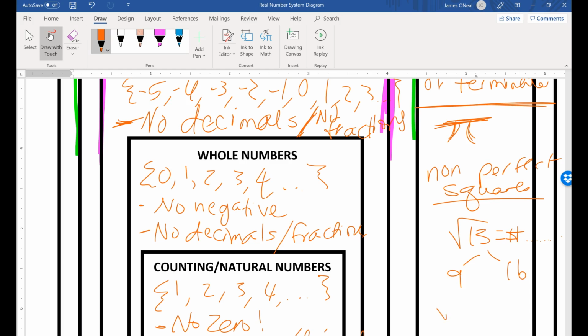Another non-perfect square is 85. What's the closest one to it? Well, if I square 8, I get 64. Square 9, I get 81. And square 10, I get 100. So I got 81 and 100, but there is no number that I could square to give me 85. So it's a non-perfect square. It's irrational. It keeps going and going and going without a pattern. Okay? So that is what you need to know for your notes and for your work.